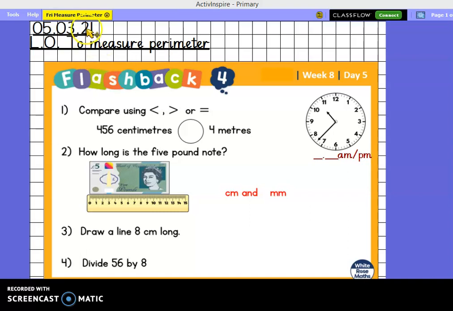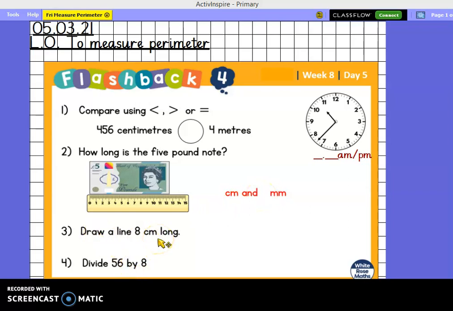Pause the video while you write down today's date, learning objective underlined with a ruler, and your flashback 4 into your maths book, please. Number 1 on flashback 4. Compare using these symbols, 456 centimetres compared to 4 metres. How long is the £5 note in centimetres and millimetres?